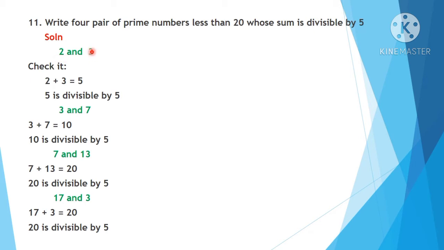Then what is the second pair? I have taken 3 and 7. So 3 plus 7, you are getting the answer 10. 10 divided by 5, you know 5 2s are 10. So it is also divisible, right? So 3 and 7 are the second pair.